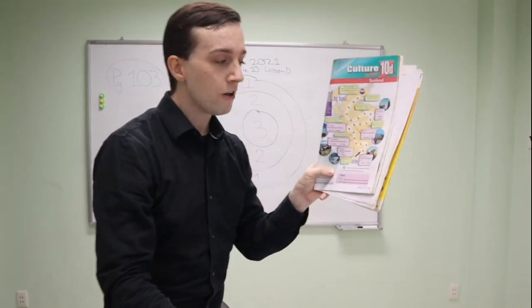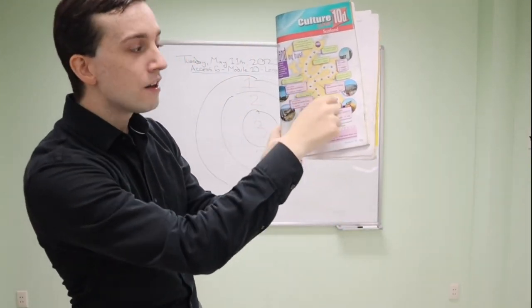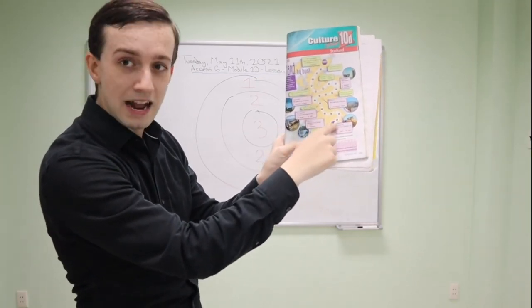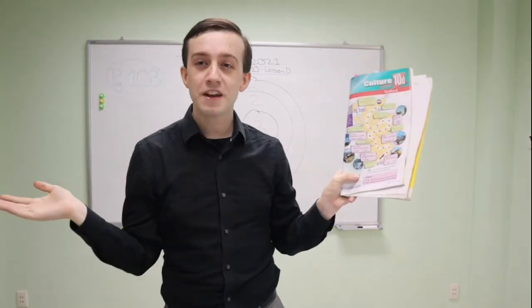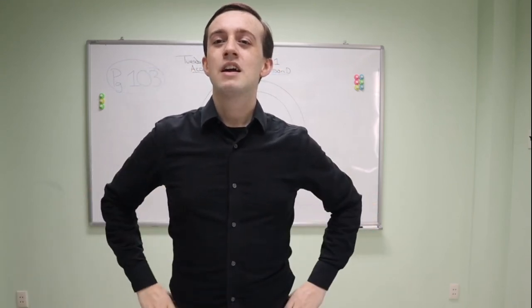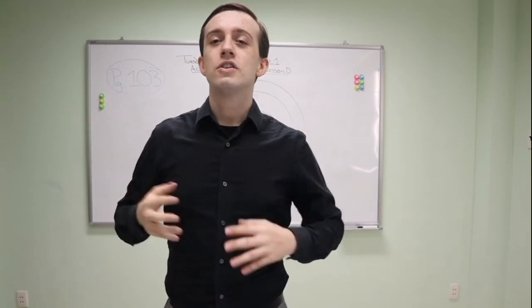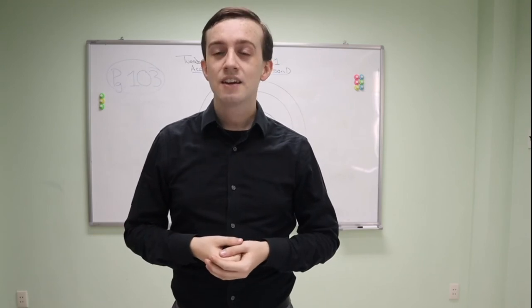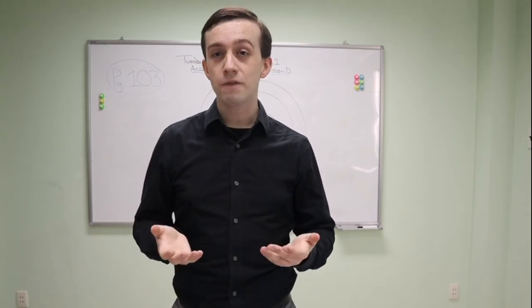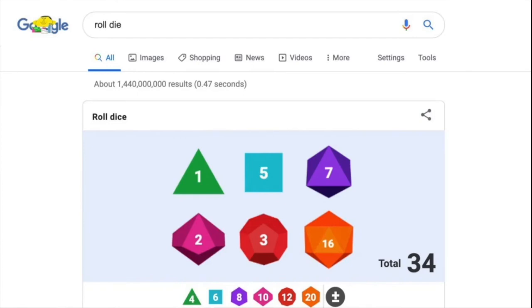So, play the game, throw the ball, move on the numbers, and answer the questions. If you finish the game, then you are very good. You know a lot about Scotland. Okay, everyone, have fun. Also, if you don't have a board, you can use a dice on your phone if you have a cell phone. Here is a picture. Go to Google and search roll a die. And you can do this very easy.